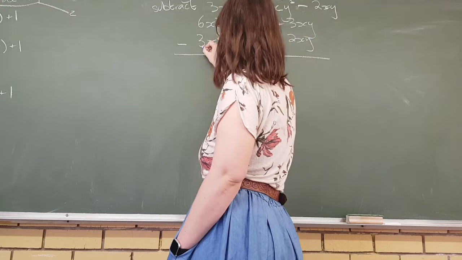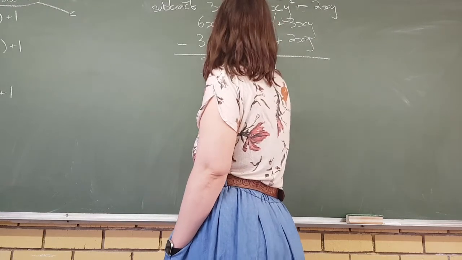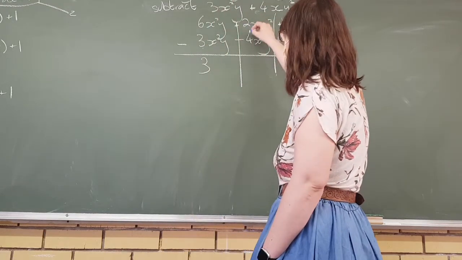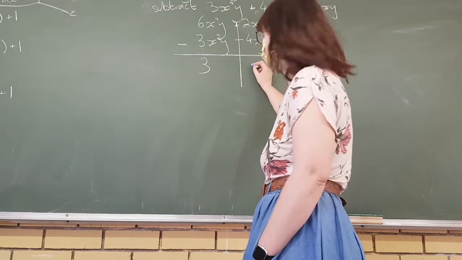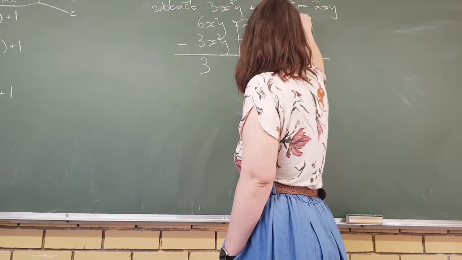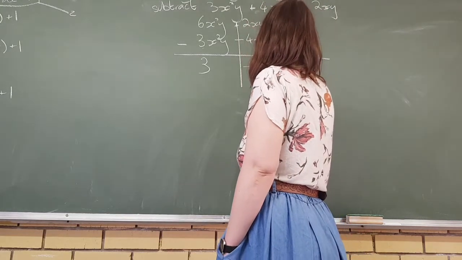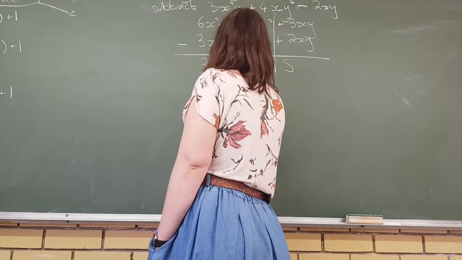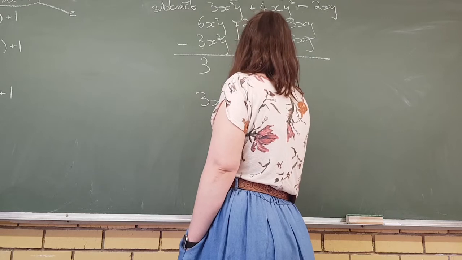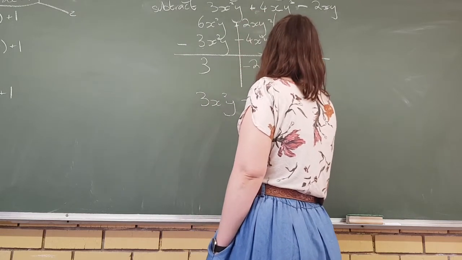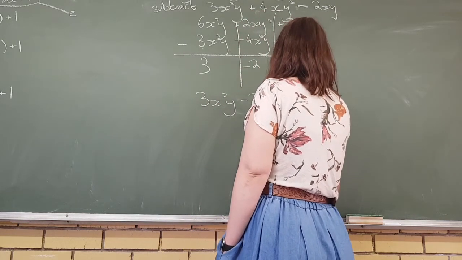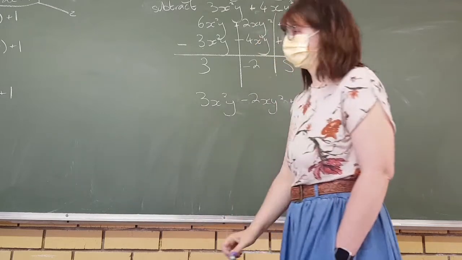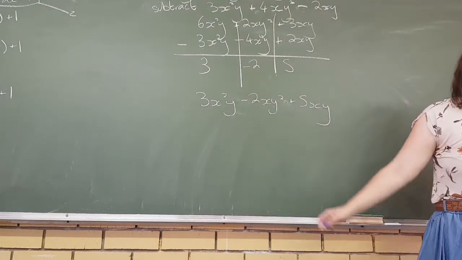Alright, so 6 minus 3 gives me 3. 2 minus 4 gives me minus 2. 3 plus 2 gives me 5. Alright, so it'll be 3x squared y minus 2xy squared plus 5xy. You guys happy with how I did this?